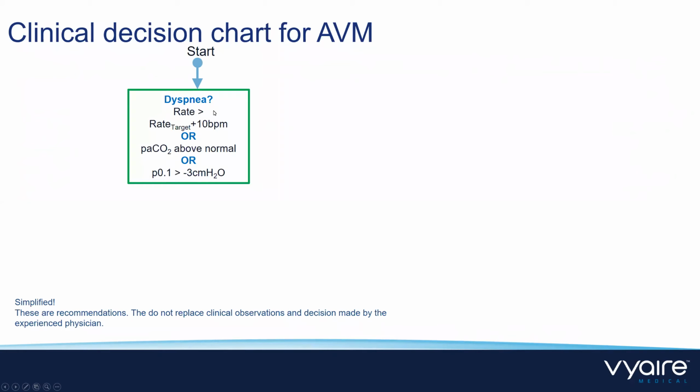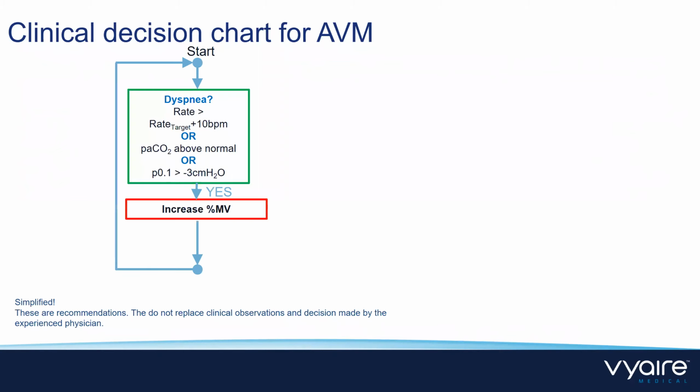Does the patient have dyspnea? Or is the target rate from the patient above 10 from the calculated target rate? Is the CO2 above normal? Or is the PO1 higher than -3? Then, if you can say yes, you have to increase the minute volume. And then start again and ask the same questions in 30 minutes again.